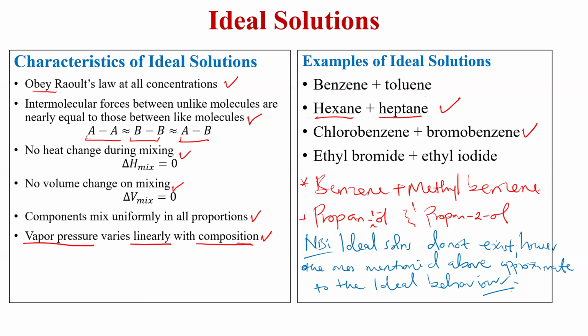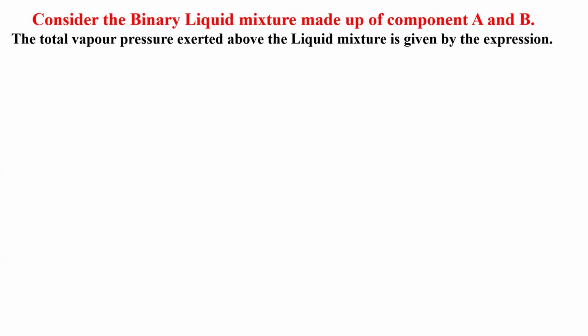I wanted to put this clear, that in real life, you may not find the one which obeys Raoult's law very, very well. But there are those which are approximately related, giving us this ideal behavior. So those are the ones that we have been able to mention there. Now, I would like us to consider the binary liquid. Someone has brought very many questions here. It's okay, I will answer them and then you can move on.